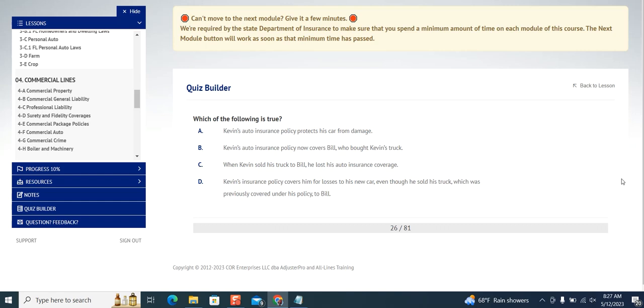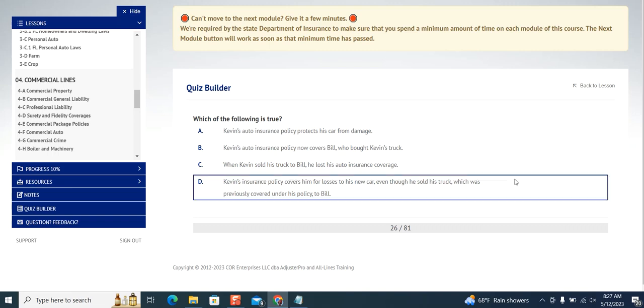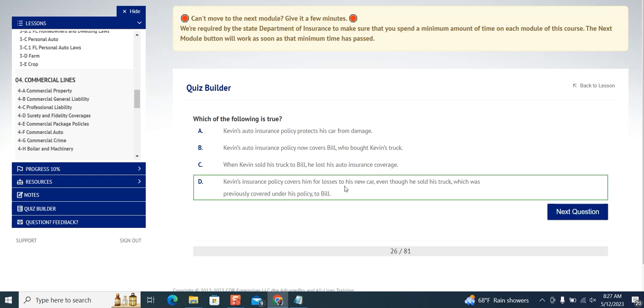Kevin's auto insurance policy now covers Bill. That doesn't even sound right. When Kevin sold his truck to Bill, he lost his. Nah, you don't lose insurance coverage when you sell something. You at least cancel it out. Kevin's insurance policy covers him. Okay, there we go. That sounds okay. Insurance policy covers the person, not the item.